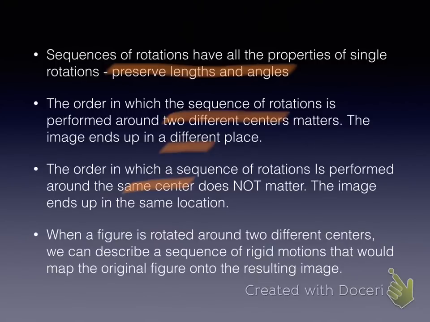When a figure is rotated around two different centers, we can find a sequence of rigid motions that would map the original figure back onto that image. So that was where we drew the translation vector and then rotated the image to map it up. Okay, so it's kind of a trick, but it's more of a technique that works really well and makes it easy to describe how to map those two images onto one another.